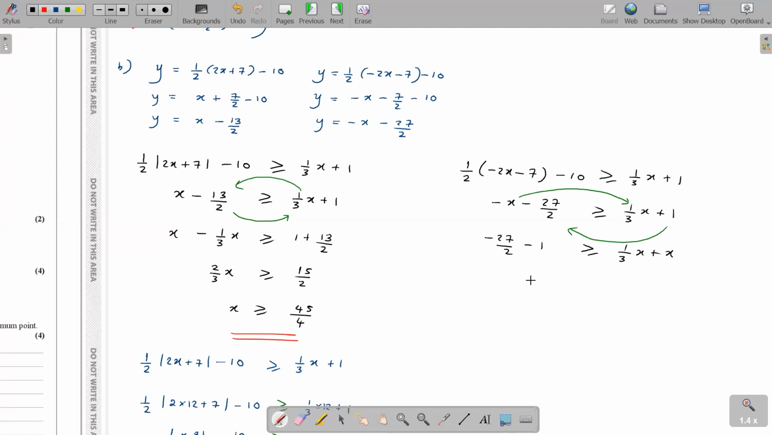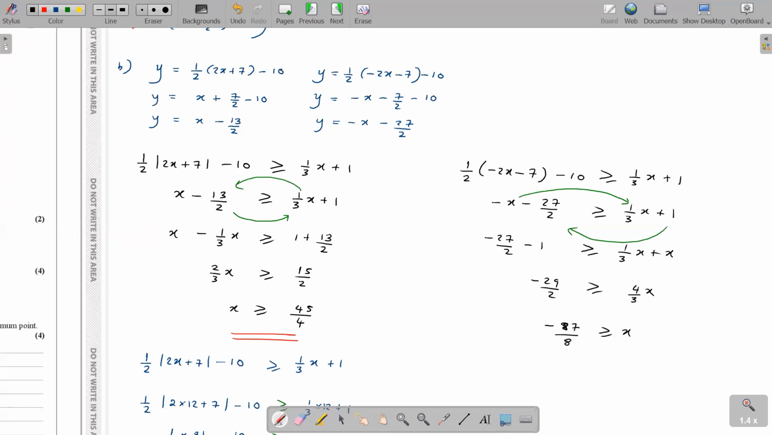So what do we get here? Minus 27 minus 2 is minus 29 over 2. 1 over 3 x plus x is how much? Sorry, 4 over 3 x, which gives me x is less than or equal to what? How much do I get here? 29 times 3 is, how much do I get here? Minus 87 over 4 times 2 is 8. So minus 87 over 8.